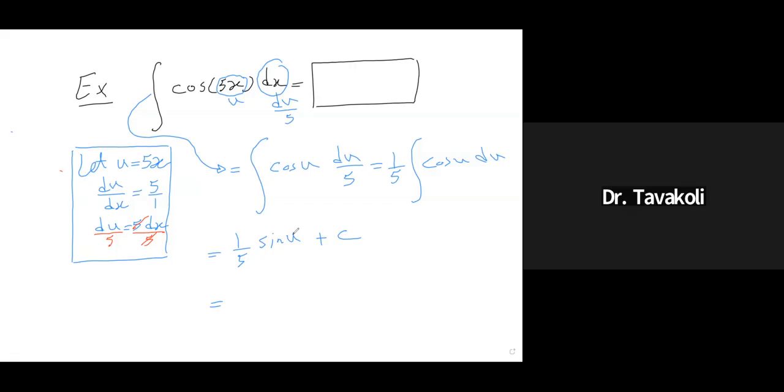U is the same as 5x. So if I want to go back to the original variable x, that's going to be 1/5 sine of 5x and then plus c. That's the answer that we type in here.